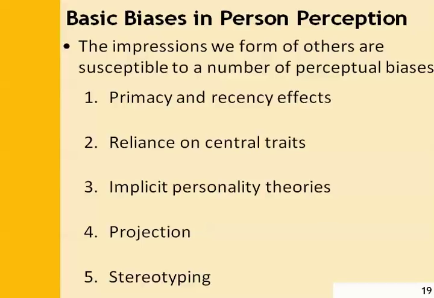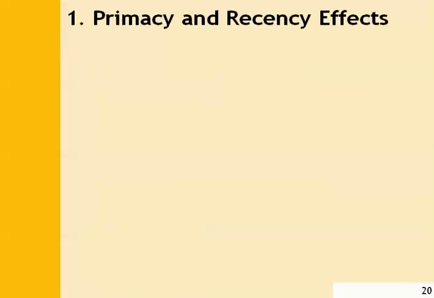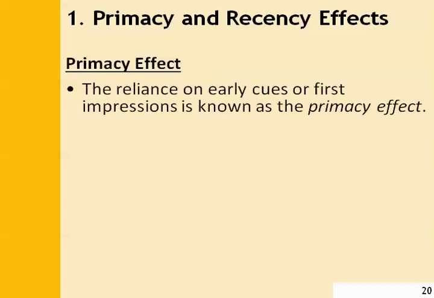First, primacy and recency effects. Number 2, reliance on central traits. Number 3, implicit personality theories. Number 4, projection. Number 5, stereotyping. Primacy and recency effects. We will start with the primacy effect. Primacy effect refers to the reliance on early cues or first impressions. What does that mean? It means that I perceive the target based on the first impression.